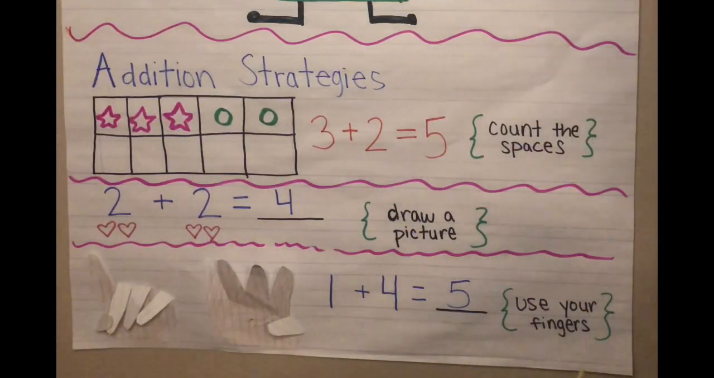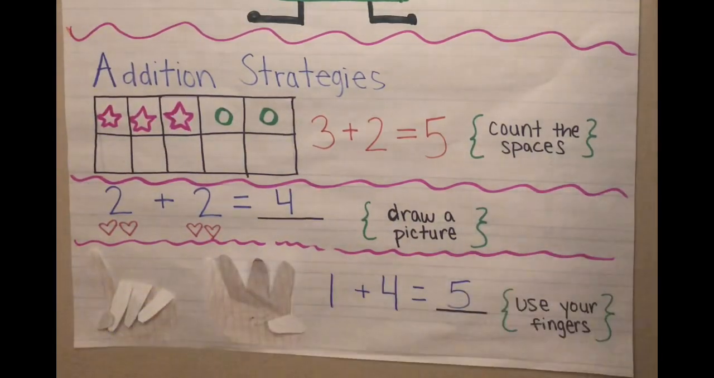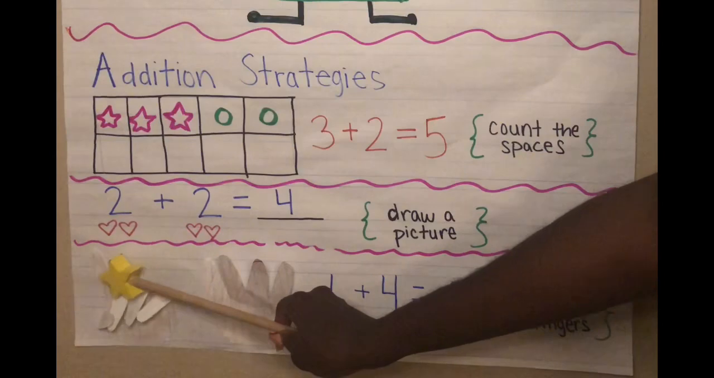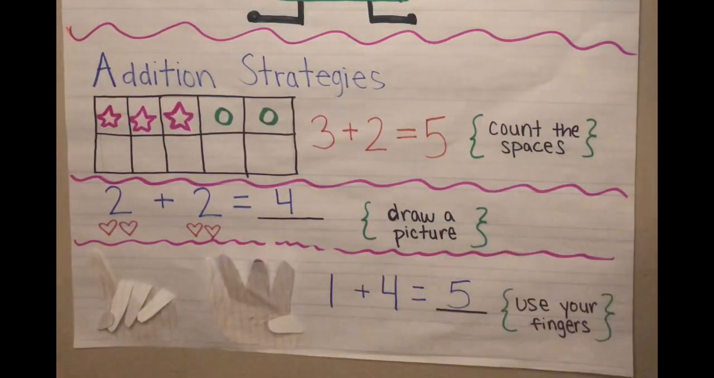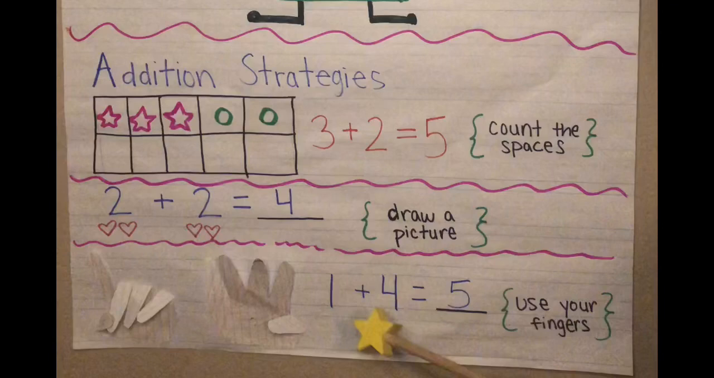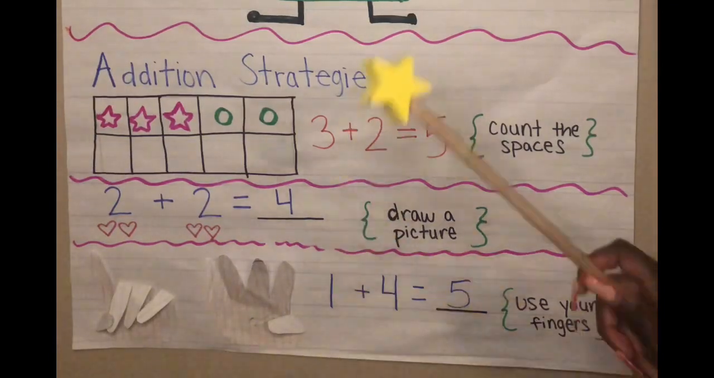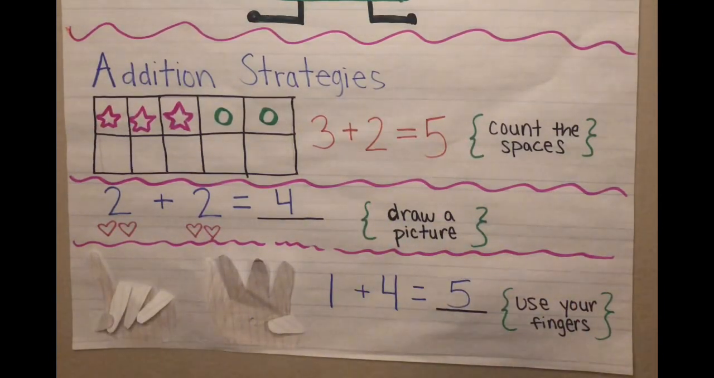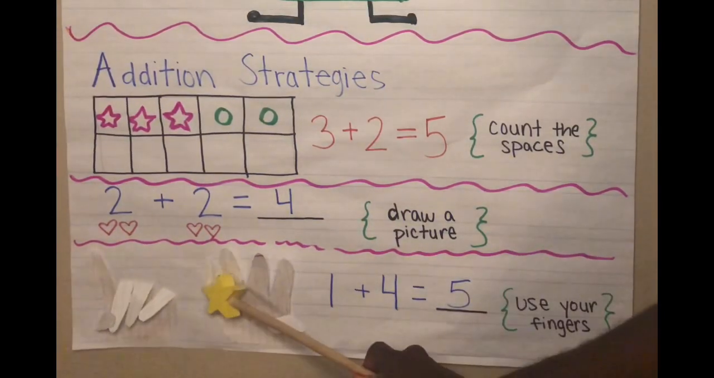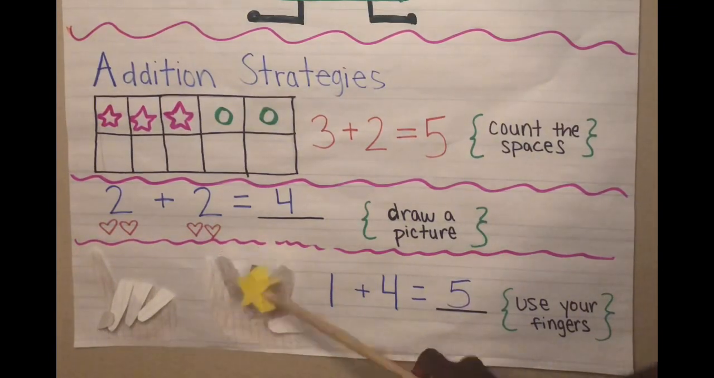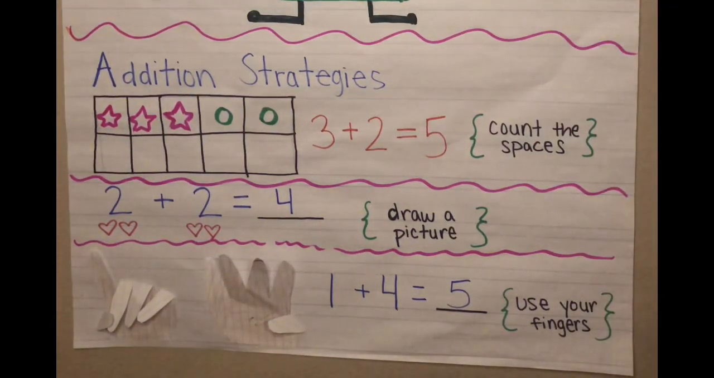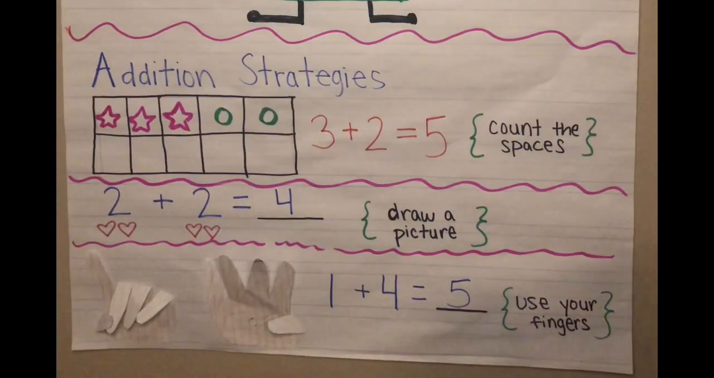Next, our last strategy that we're going to use is counting with our fingers. On this hand, we have 1 finger up. And on this hand, we have 4 fingers up. So we will have 1 plus 4 equals blank. Count with me. How many fingers do we have up? 1, 2, 3, 4, 5. So we would have 1 plus 4 equals 5. And we know that because we used our fingers to count.